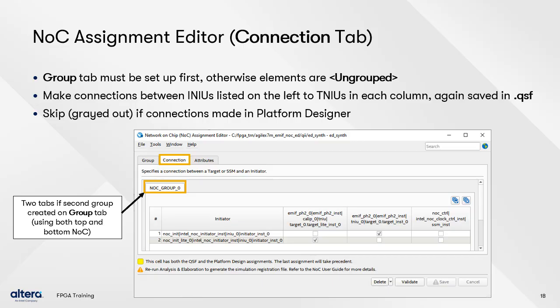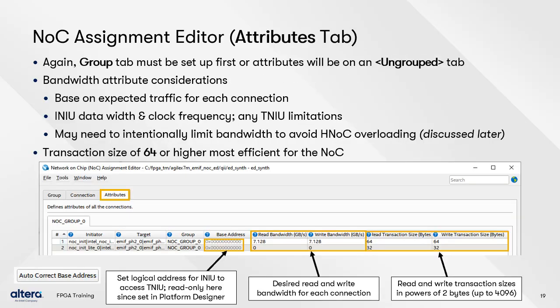If you used the Platform Designer flow to make connections, connections will already be enabled here and grayed out, so they cannot be edited without going back to Platform Designer. If for some reason you make connections here in the NoC assignment editor and then go back to Platform Designer and make the same connections, the connection cell in the NoC assignment editor will be highlighted in yellow, indicating a conflict of assignments between the 2 tools. The last assignment made will take precedence, but delete the connection in either Platform Designer or in the NoC assignment editor to resolve the conflict.